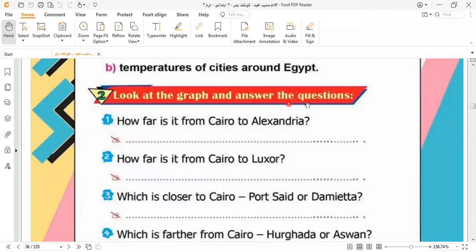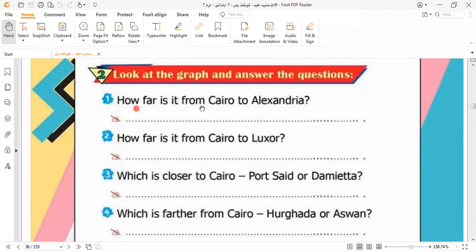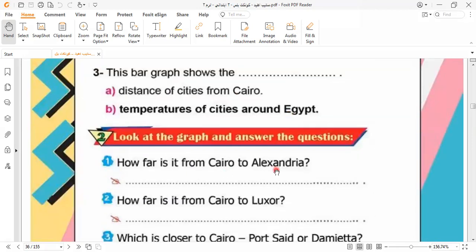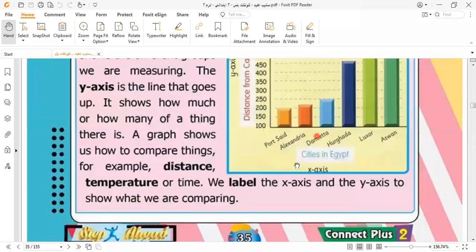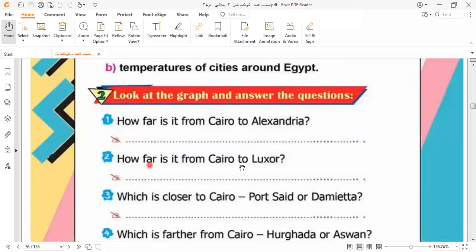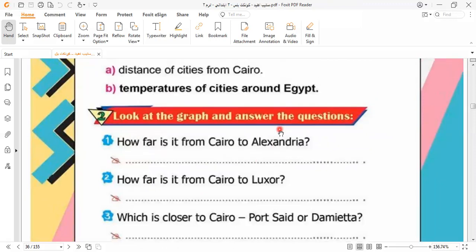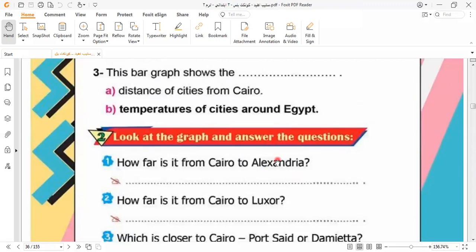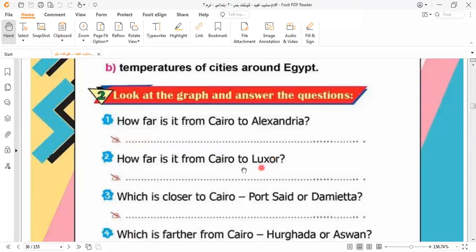Look at the graph and answer the questions. We write the distance, how far it is from Cairo to Alexandria. Cairo to Alexandria. How far? How far from Cairo to Luxor? Cairo is far away from Luxor, but Cairo is close to Alexandria. Cairo is close to Alexandria, but Luxor is far away from Cairo.